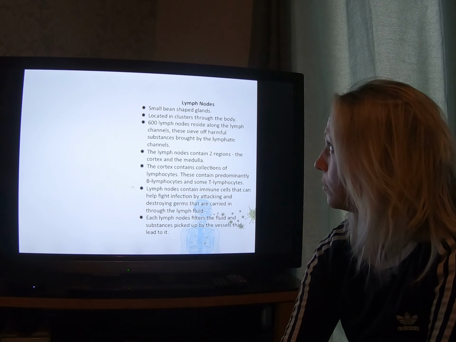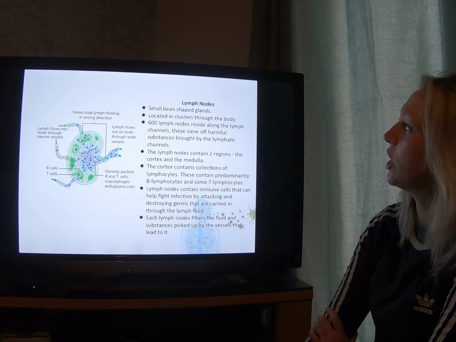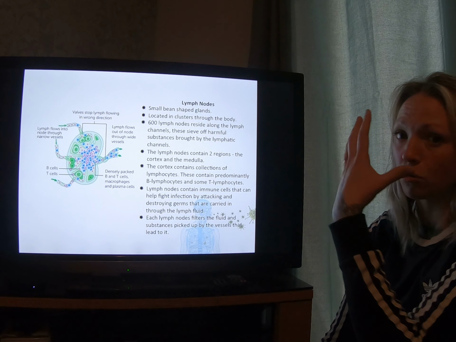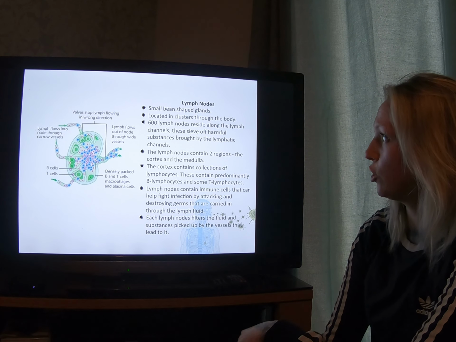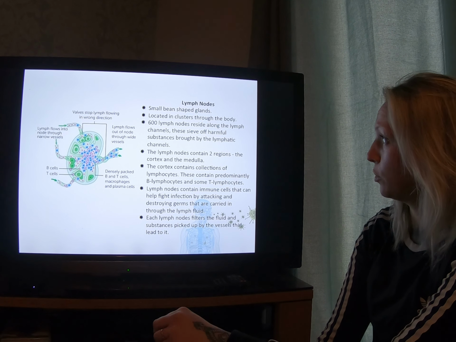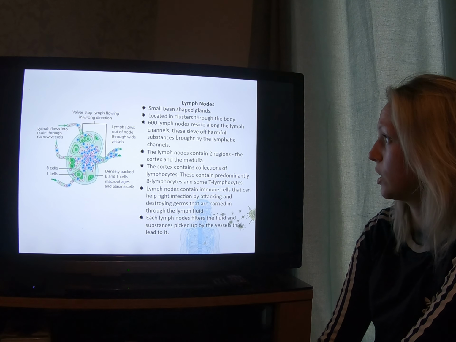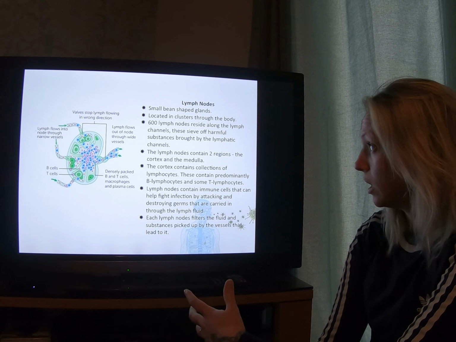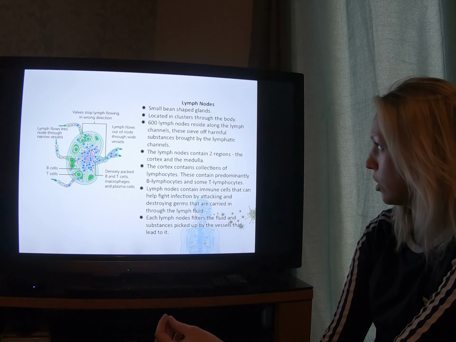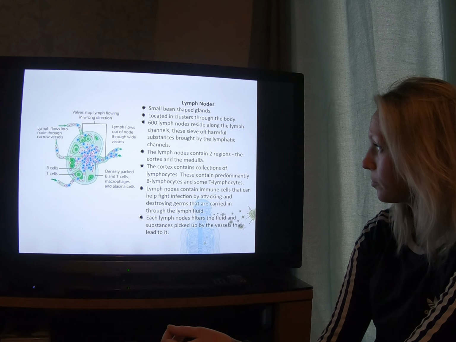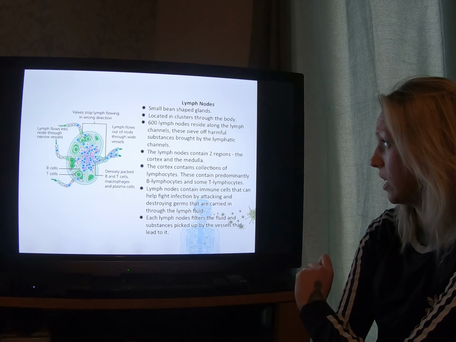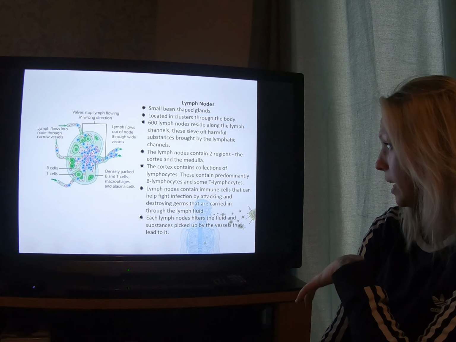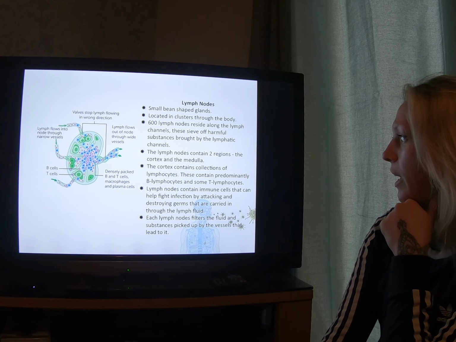So lymph nodes are small bean-shaped glands, and they're located in clusters throughout the body. The 600 lymph nodes reside along the lymph channels. These sieve off harmful substances brought by the lymphatic channels. The lymph nodes contain 2 regions, the cortex and the medulla. The cortex collects the lymphocytes. These contain predominantly B lymphocytes and some T.